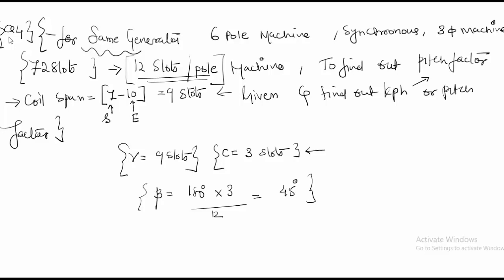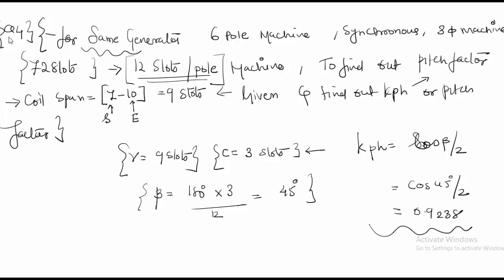And now my Kp is equal to cos beta by 2, which is equal to cos of 45 degrees by 2, which is 0.9238. This is my pitch factor.